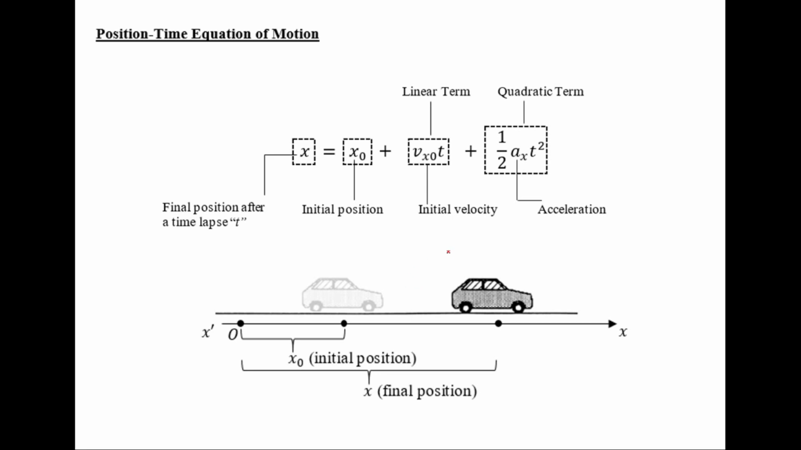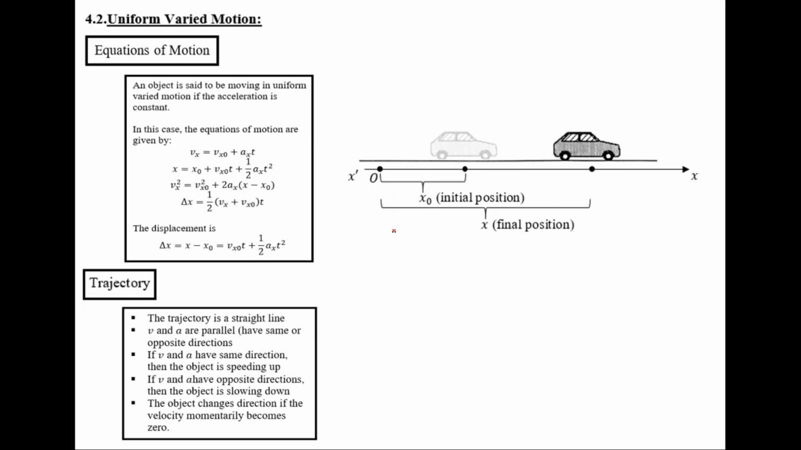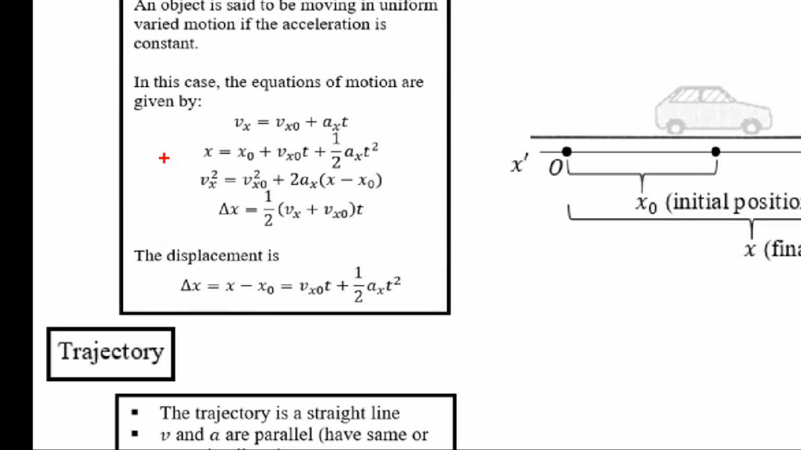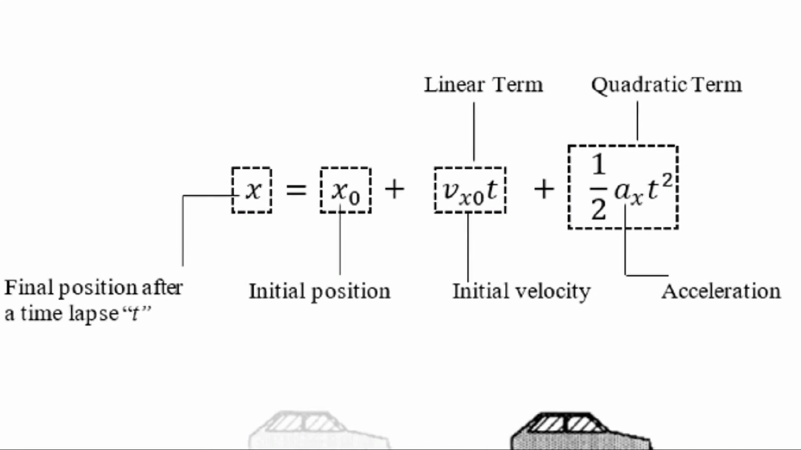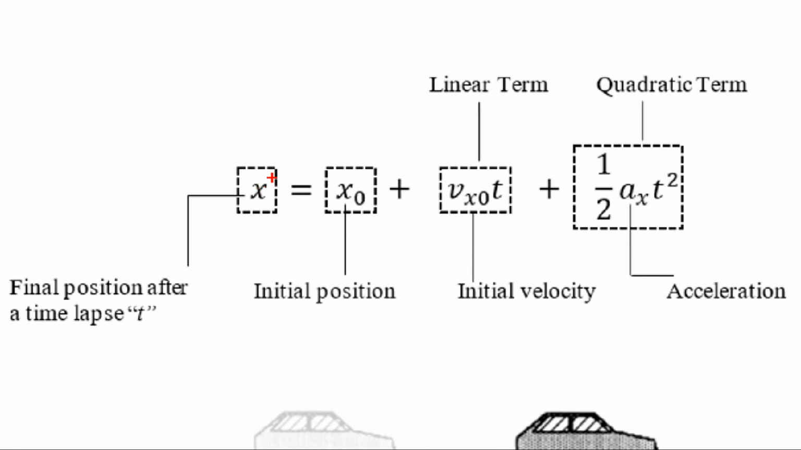Now let's take a look at the following equation of motion, which is stated here. And we name this equation the position-time equation, because simply it relates the final position to the time. So x would be the final position after a time lapse t, x0 would be the initial position. The linear term is correlated with the initial velocity. Vx0 would be the initial velocity, ax would be the acceleration, and this is set to be a quadratic term because t is raised to the power 2.